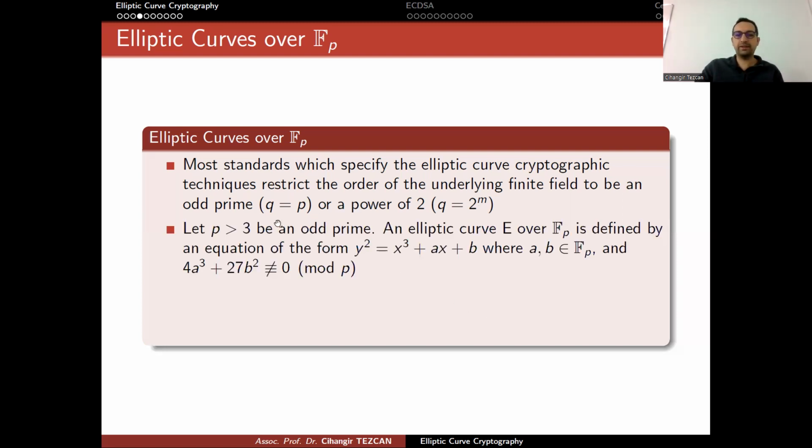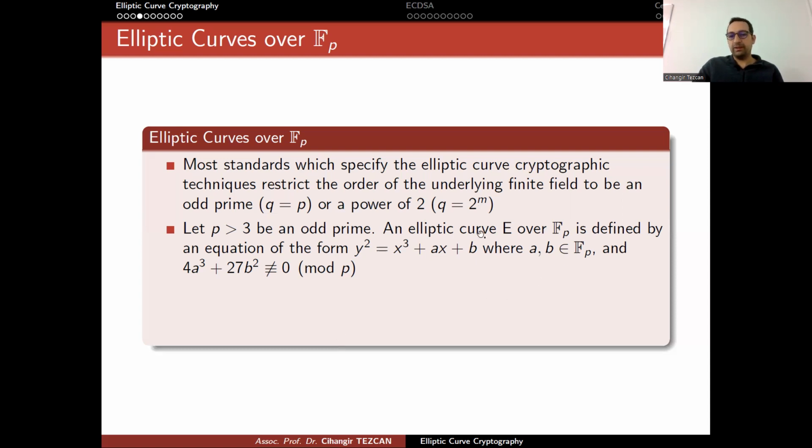So let's focus on the case where P is prime and it is larger than 3. So it's an odd prime, it is not 2. An elliptic curve E over F_p is defined by an equation of the form y squared equals x cubed plus a times x plus b, where a and b are elements in the field F_p.